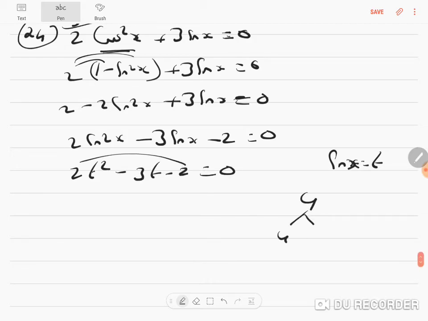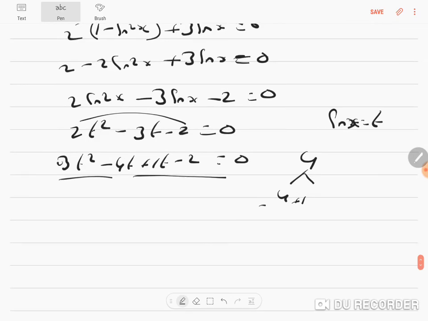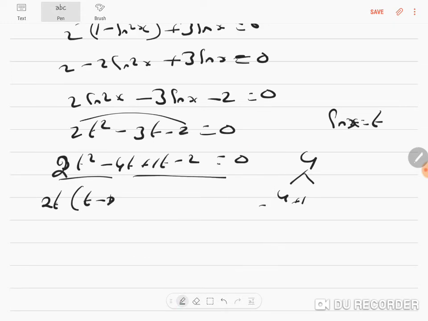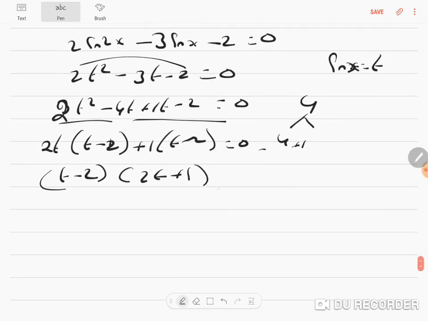2 2s are 4, 4 1s are 4, minus 4 plus 1. 2 t square minus 4 t plus 1 t minus 2 is equal to 0. Okay, 2 t square. So, 2 t is common, and 2 t minus... sorry... t minus 2. So, 2 t has been taken out, t minus 2 is common, plus 1 into t minus 2 again. So, t minus 2 is common, from this 2t plus 1. So, factorizing the middle term, this is equal to 0. Hence, t is equal to 2 or t is equal to minus 1 by 2. Either this is 0 or this is 0.